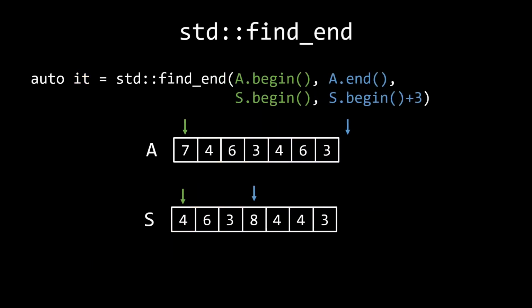FindEnd follows the same convention as search. The first 2 parameters specify the input range, the third and fourth specify the search range. FindEnd will return an iterator to the start of the last occurrence of the search range in your input range.